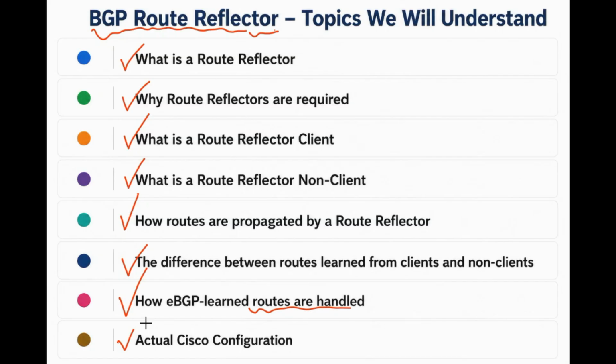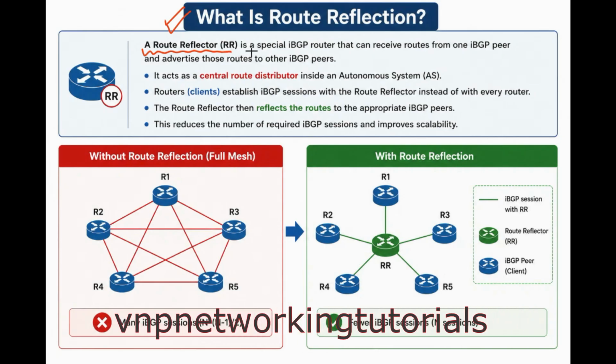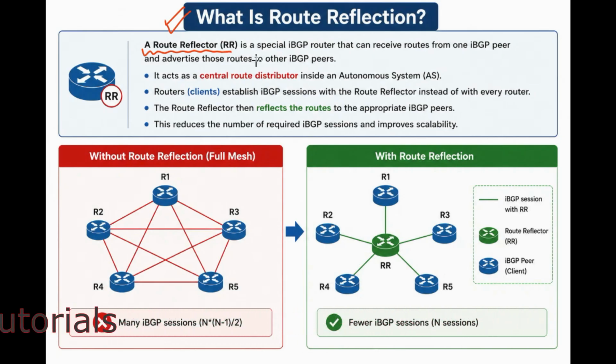So let's start from the basics. What is route reflection or a route reflector? A route reflector is a special iBGP router that can receive routes from one iBGP peer and advertise those routes to other iBGP peers.